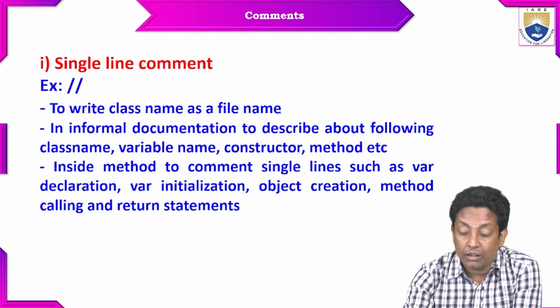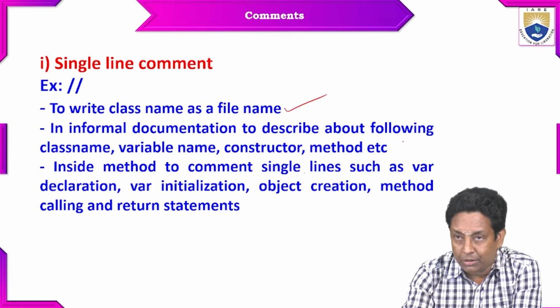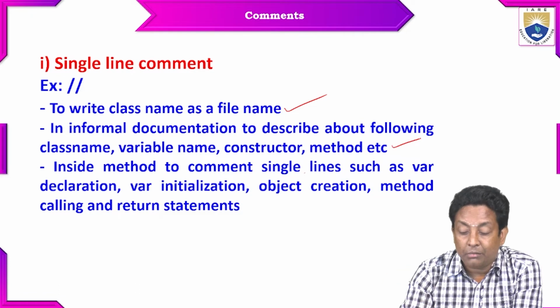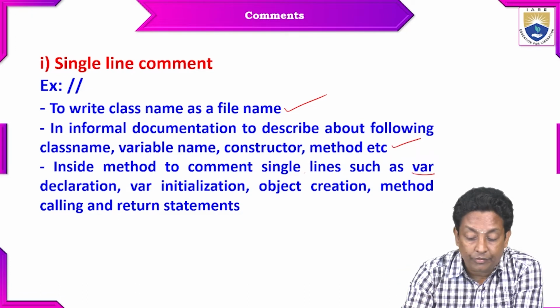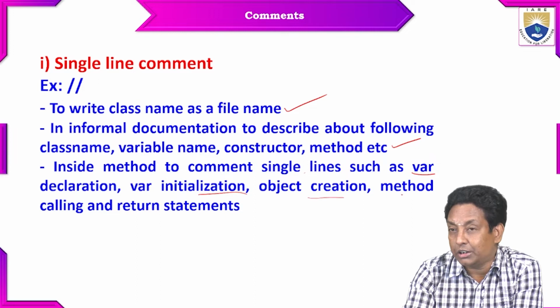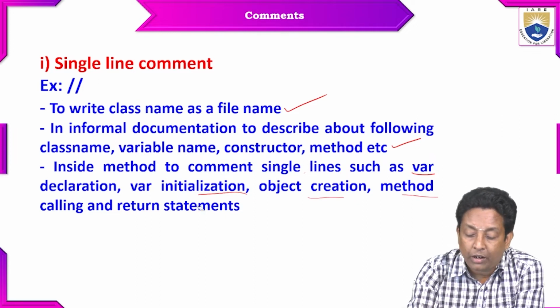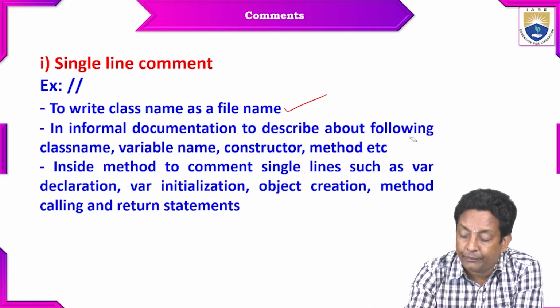So, to write the class name as a file name, or to write informal documentation about a class, variable, constructor, and method, and inside the method, if you want to comment a variable declaration, variable initialization, object creation, method calling, or return statement, in all these cases we use a single line comment.